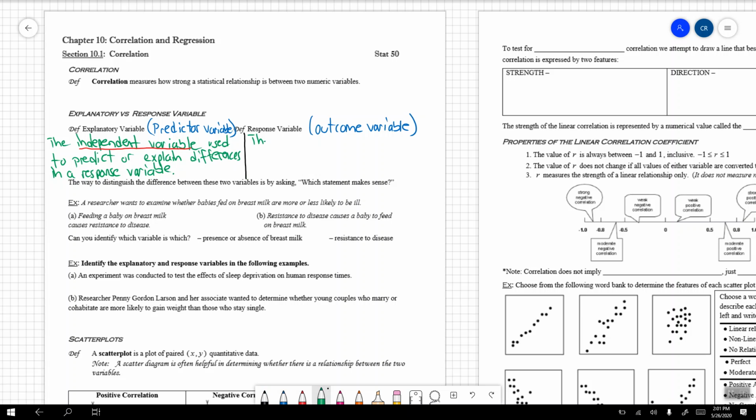Here, we're going to say that this is the dependent variable found as an outcome that is measured following a manipulation of the explanatory variable.